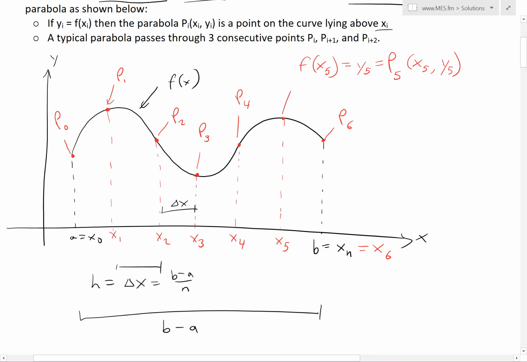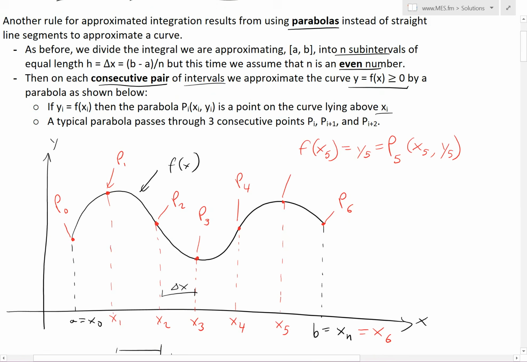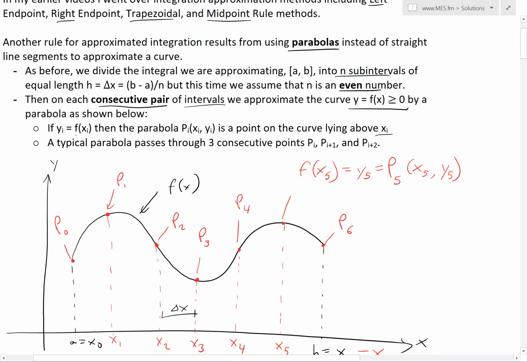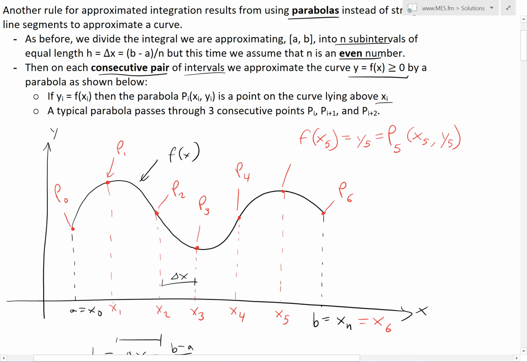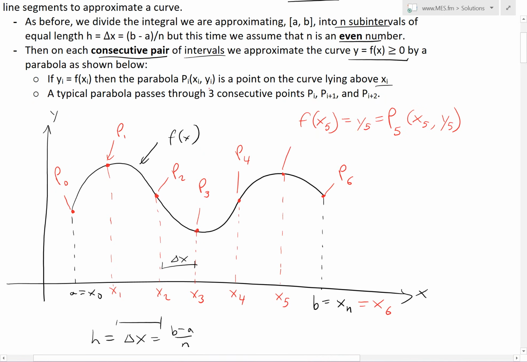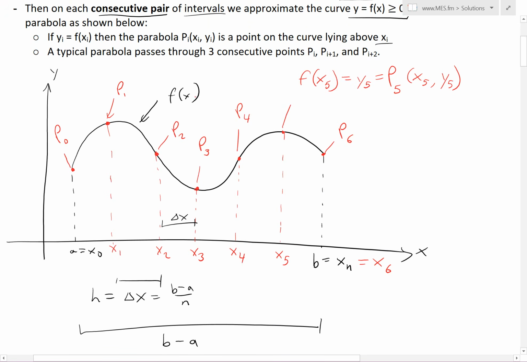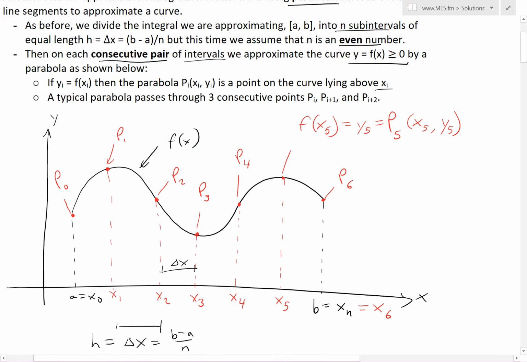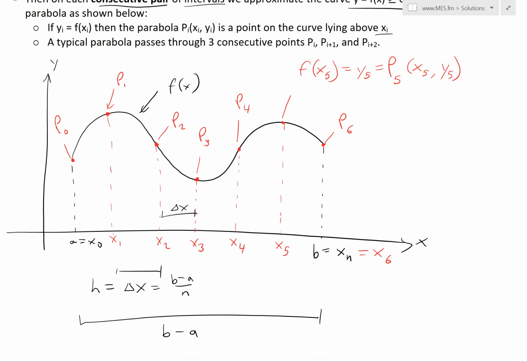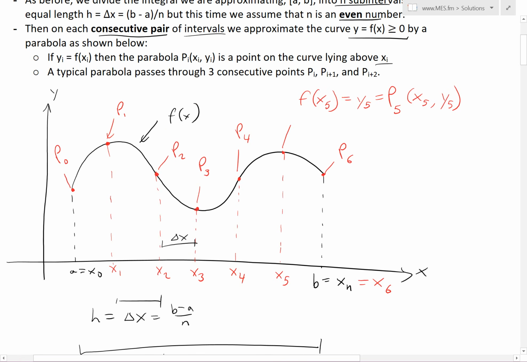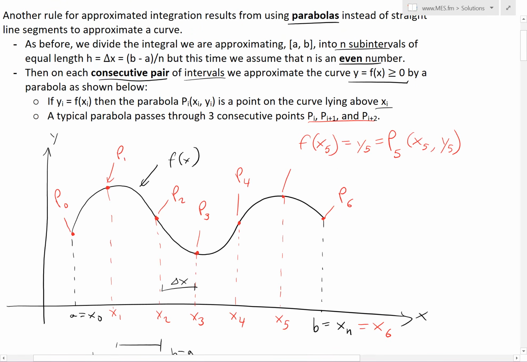Now when we estimate it, this starts making more sense, why yi equals f of xi, and Pi is (xi, yi). In this case f of x is greater than or equal to 0, but it turns out it works for any value, even if it's less. So what we have now is a typical parabola passing through 3 consecutive points, Pi, Pi plus 1, and Pi plus 2.